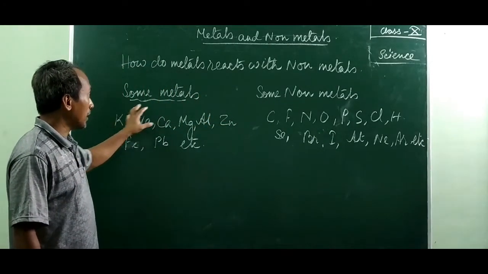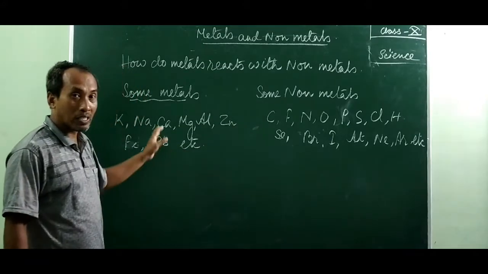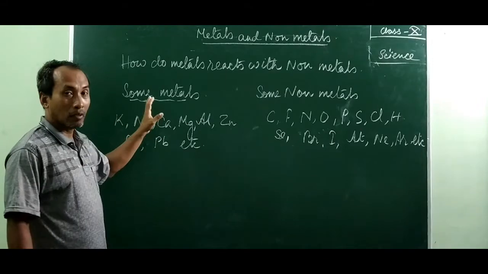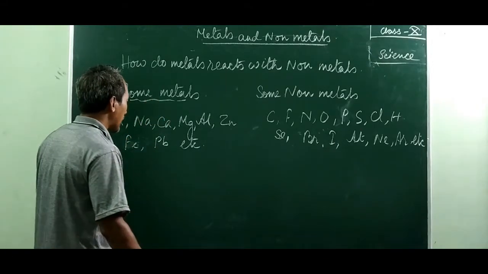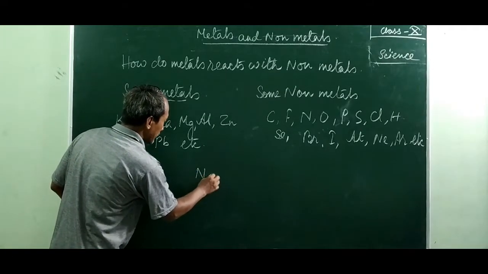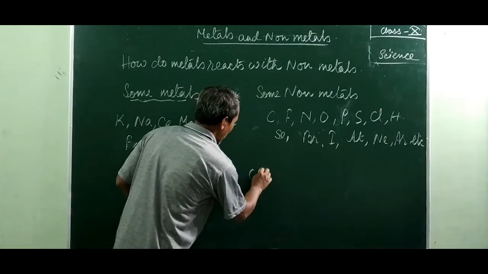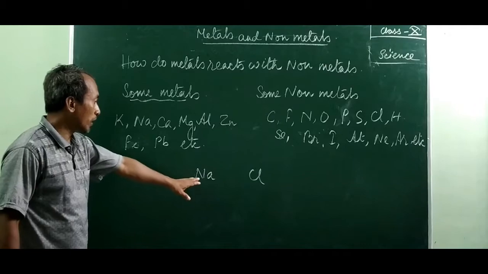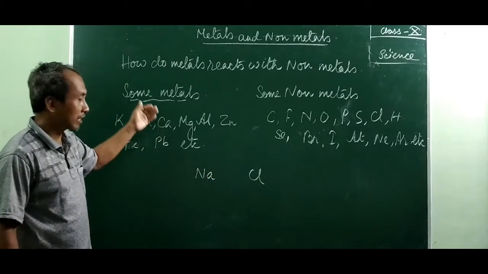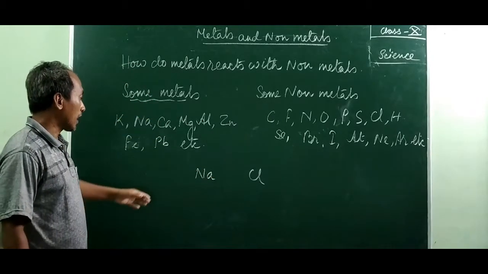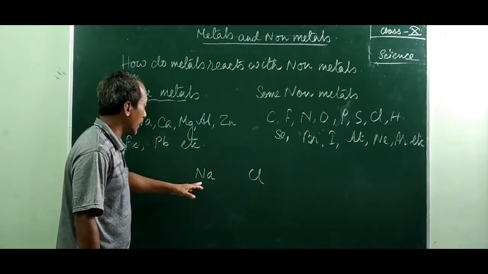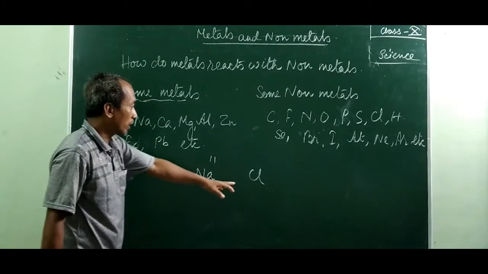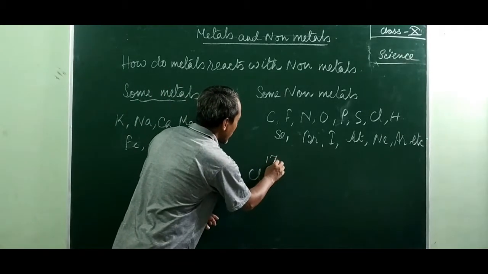Generally, when a metal reacts with non-metals, they always form an ionic compound. Let us see with an example, sodium and chlorine. How does sodium react with chlorine? For knowing all these things, we will have to go back a little bit to class 9. In class 9, you have already studied that the atomic number of sodium is 11 and of chlorine is 17.